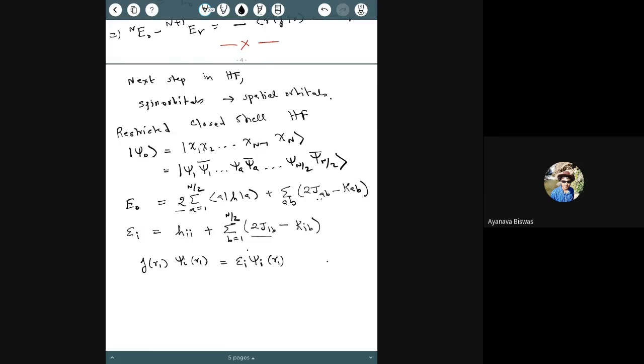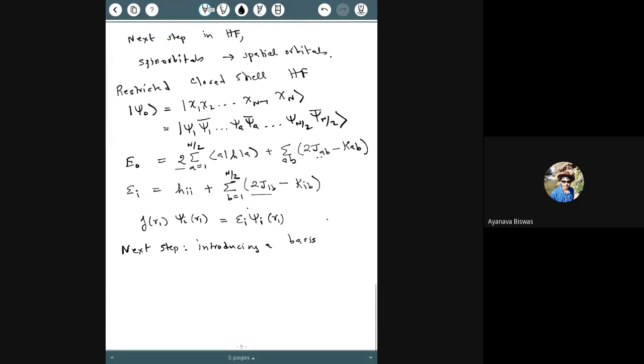And now that we have represented our equation in terms of spatial orbitals, we can expand the spatial orbitals in terms of a basis. So the next step is now introducing a basis. And every spatial orbital psi_i is then written as a linear combination of k basis functions. And the coefficients of these basis functions now become the unknowns.